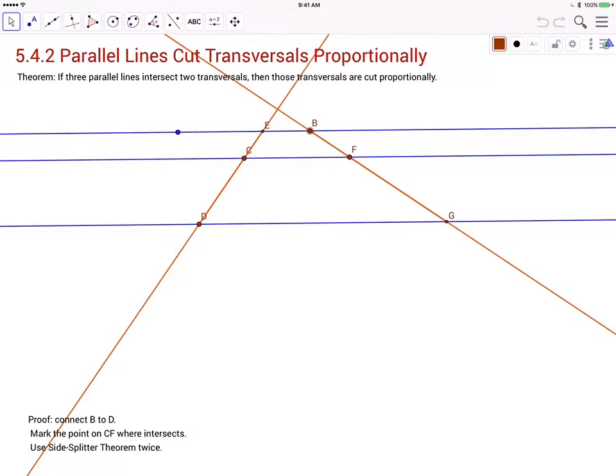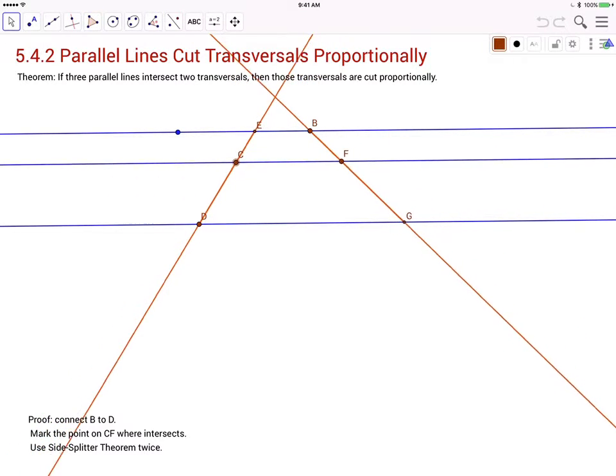Okay, so 5.4.2 is a theorem that assumes that three parallel lines exist and there are two transversals that cut through them. You'll remember back from previous geometry courses that if you have three parallel lines and a transversal is cut in equal pieces, then those three parallel lines will always cut equal pieces.